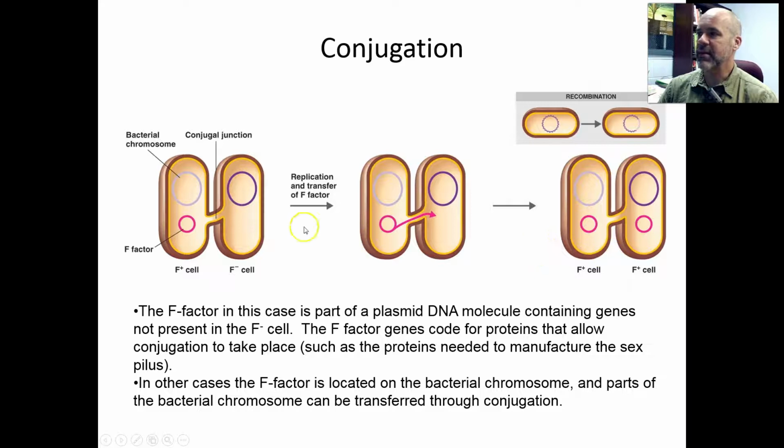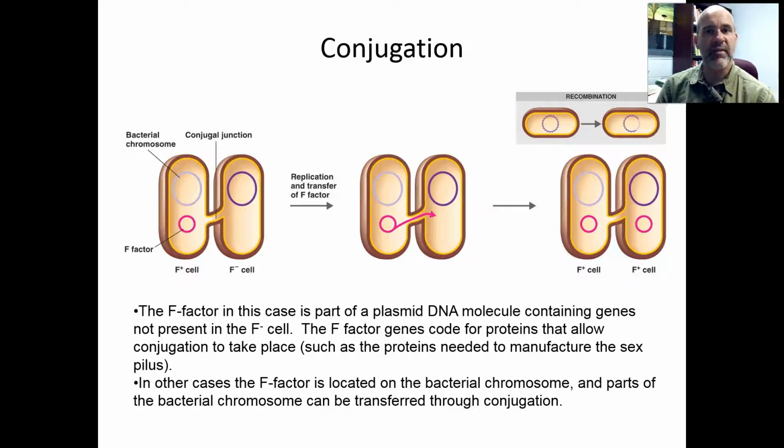And now notice, because this cell now has this plasmid, it becomes an F plus cell. It now has the genes on that plasmid that will allow it to build a sex pilus. And plasmids are pieces of DNA, so they can have multiple genes on them. So sometimes these F factors or F plasmids will also have genes that code for things like antibiotic resistance. And so as that plasmid gets transferred over to this recipient cell, now this recipient cell can become resistant to an antibiotic or a disinfectant, or maybe it can use a nutrient it wasn't able to use before.